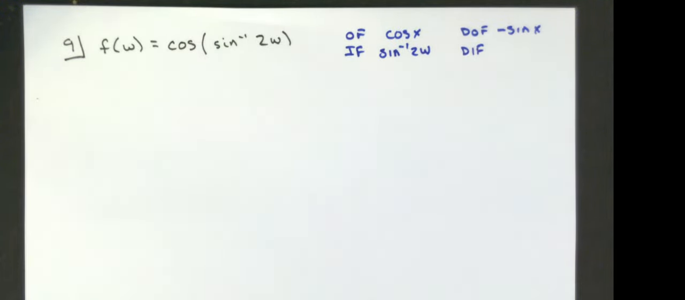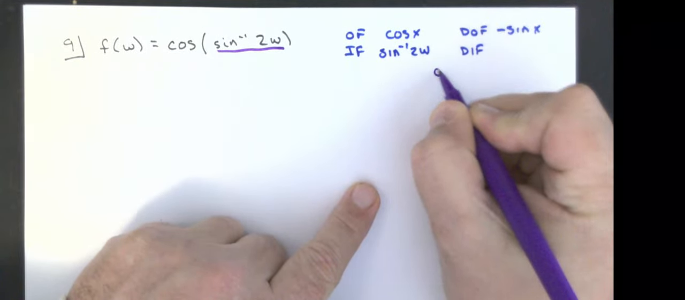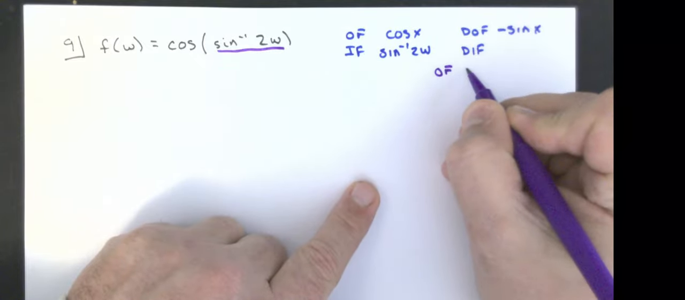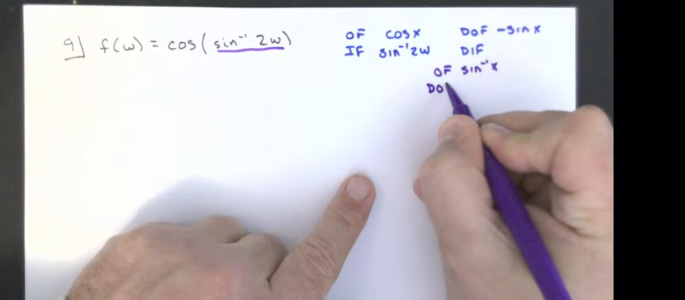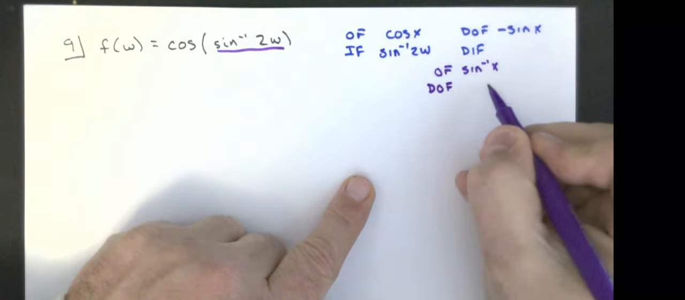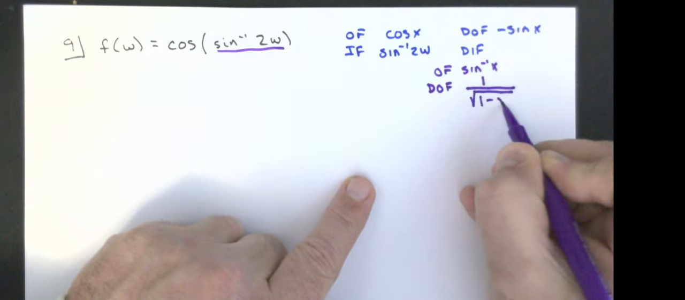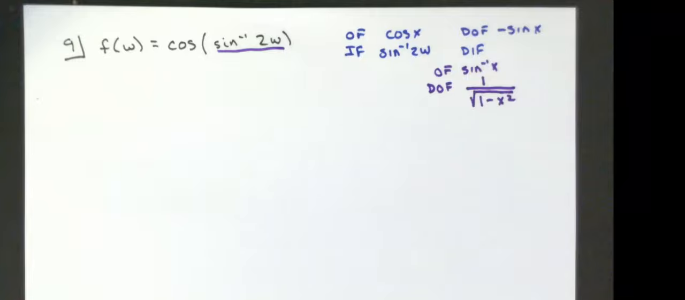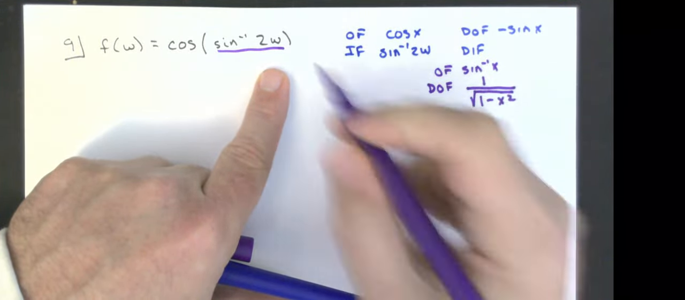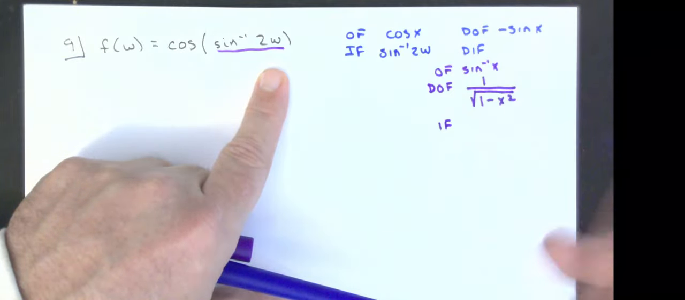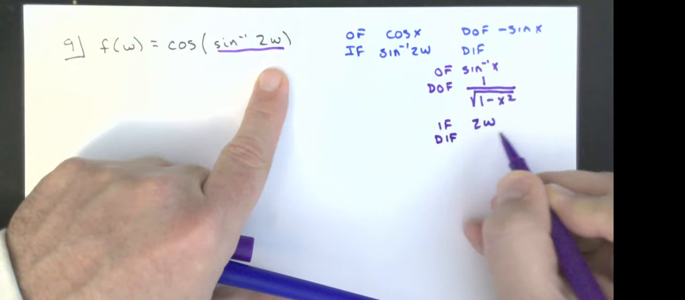Well, here again, I have an outside function, which is the inverse sine of x. The derivative of the outside function from your cheat sheet is 1 over the square root of 1 minus x squared. I have an inside function, which is 2w. And the derivative of the inside function is 2.